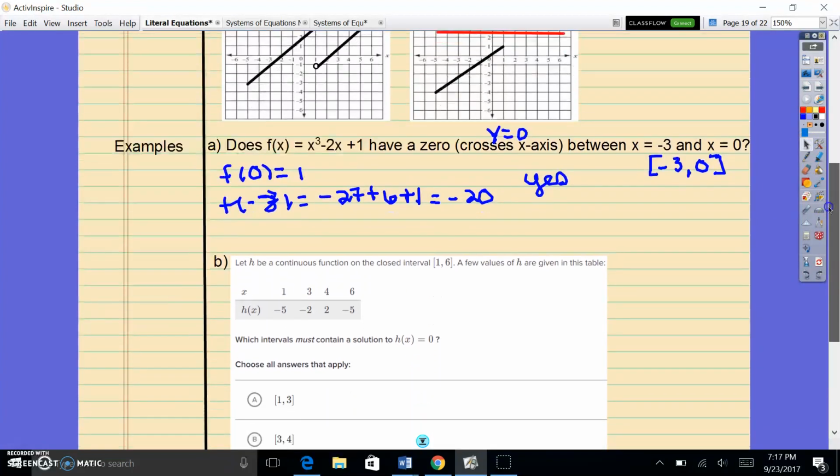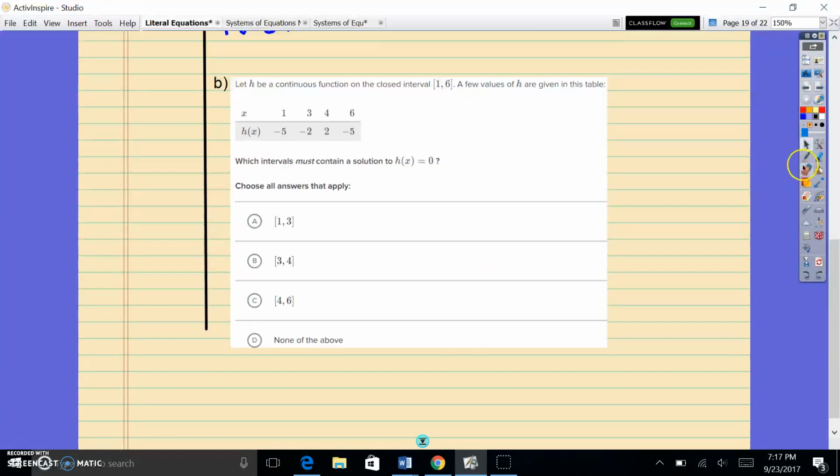So yes, I found another problem. This is actually from Khan Academy that I really liked. It gives you a table and it says, hey, look at this table. It's continuous on a closed interval 1 to 6. It has to be continuous for this to work. Which intervals must have h of x equals 0? Well, if you look at the first interval, both y values are negative, so we can't really guarantee anything there. It could have crossed and then crossed back down, but we don't know that. So between 3 and 4, do you see how it changes from negative to positive? So definitely it must have hit 0 here.